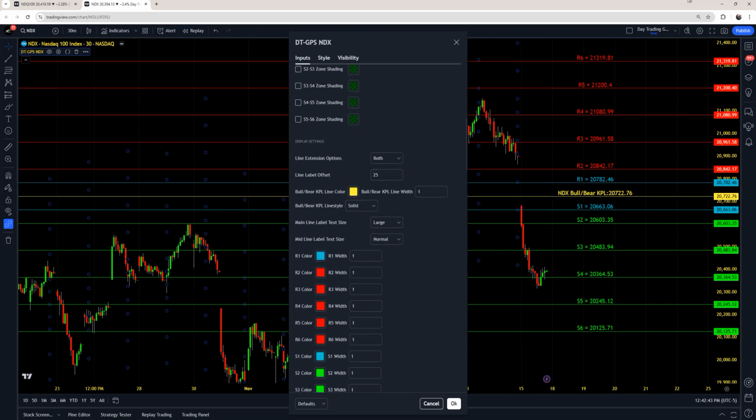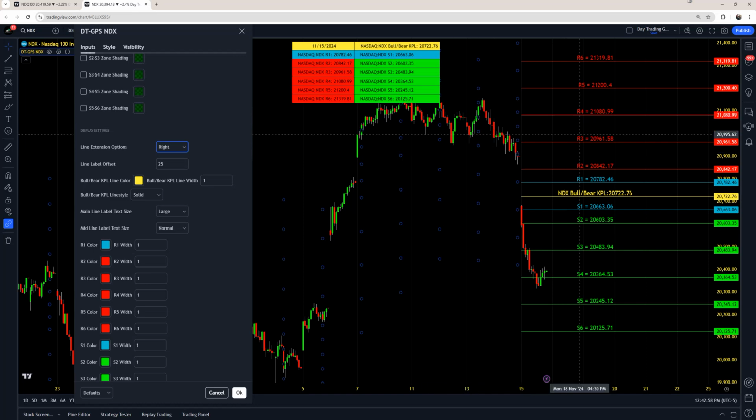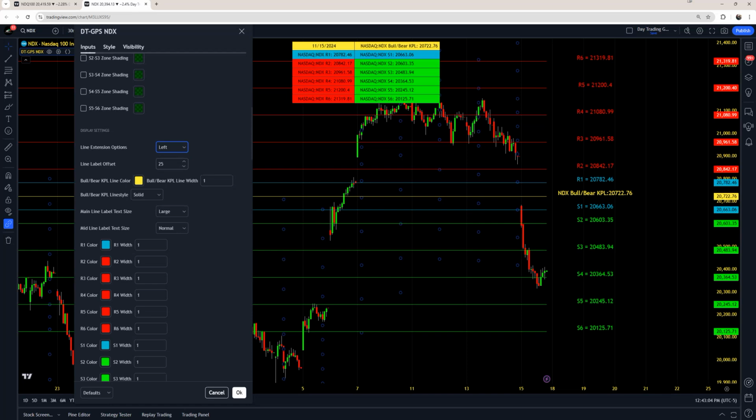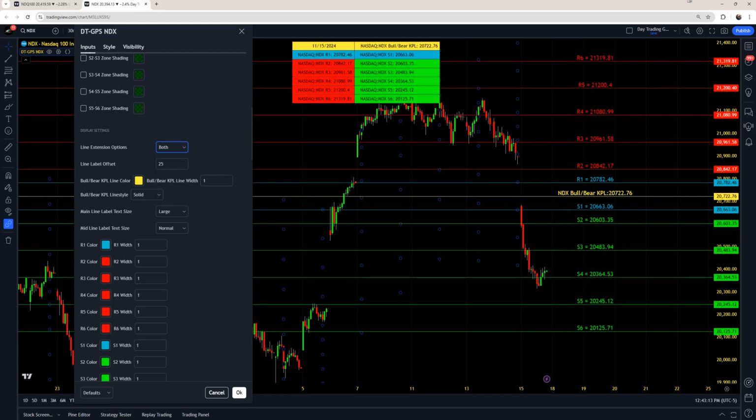Next are the display settings. Here we have line extension options. By default, it's set to both, which means the lines are extended both to the left and to the right. If you prefer, you could just have a right-only extension, or a left-only extension, or none, or just leave it on the default, which is both.